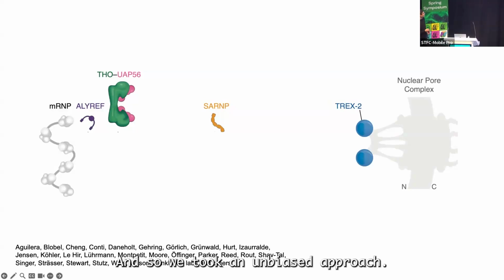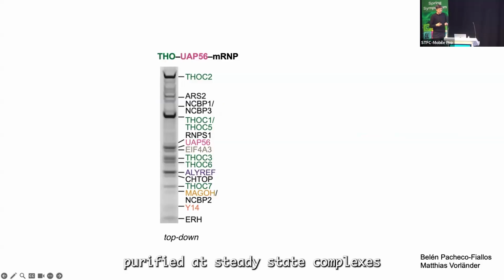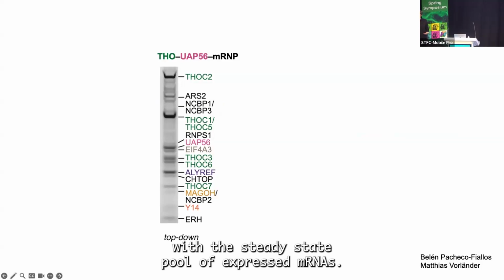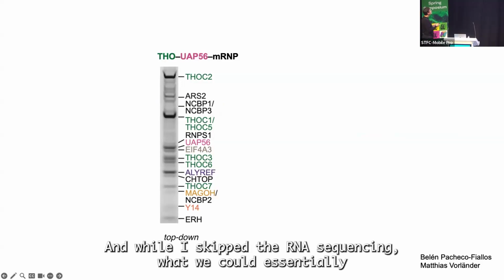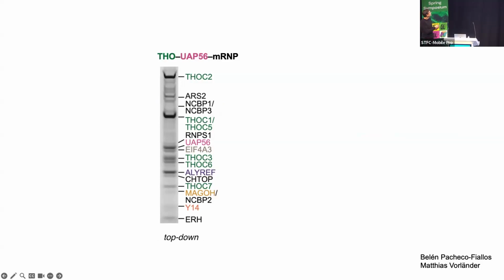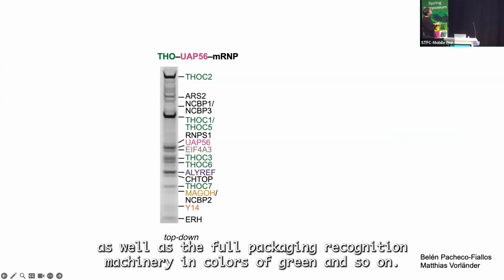And so we took an unbiased approach. In this case, from about 20 liters of mammalian cell culture, we purified at steady state complexes engaged with this packaging machinery or recognition machinery with the steady state pool of expressed mRNAs. While I skip the RNA sequencing, what we could essentially see is that we capture what we would expect to be typical mRNPs, identified by various proteins in black and orange and so on, as well as the full packaging and recognition machinery in colors of green and so on.